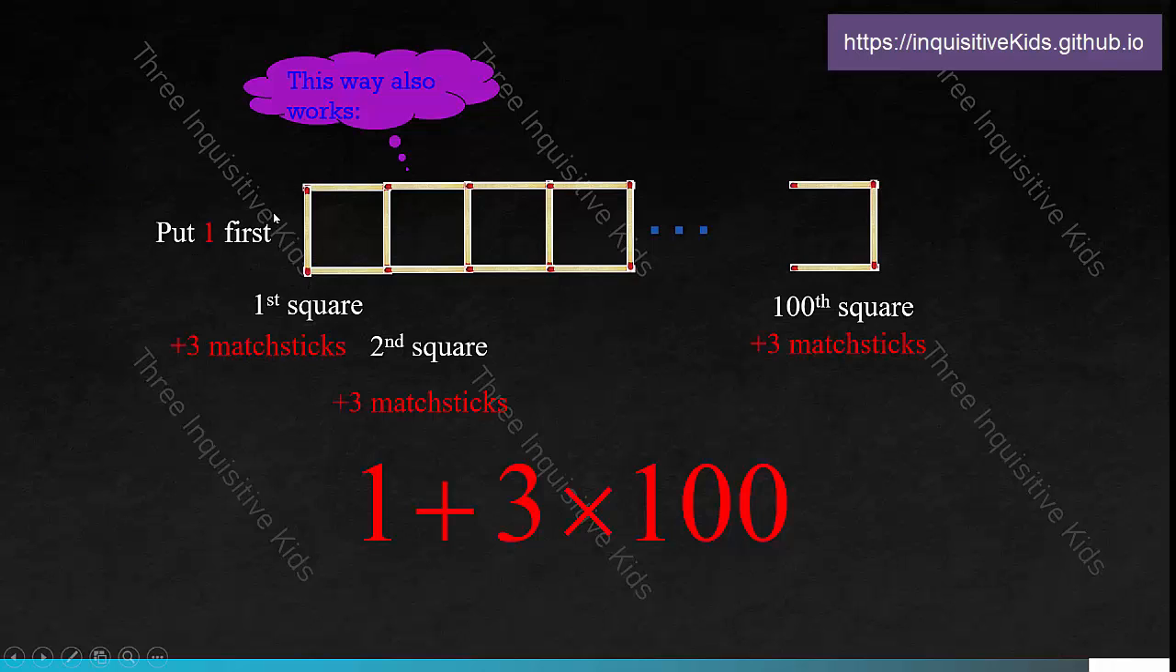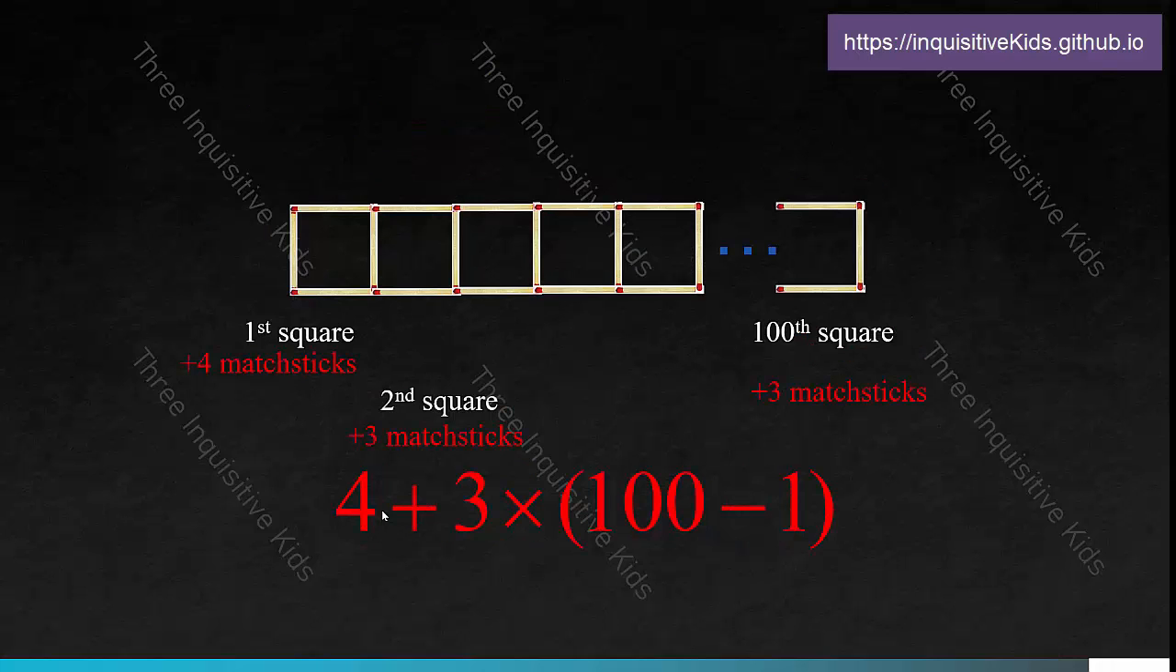We're first going to pretend that we don't have this one. So the first matchstick is gone. And then to figure that out, which is much easier, we can just multiply 3 by 100 because in that case, there are 100 unfinished squares put together. So that's 3 times 100 because in every one of those 100 squares, there are 3 matchsticks. And then we have to put 1 first. So we add a 1 there. So that's 1 plus the product of 3 times 100.